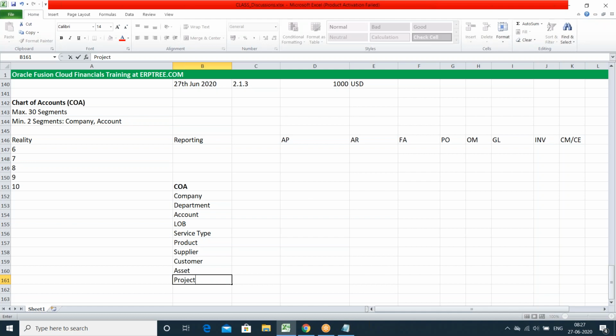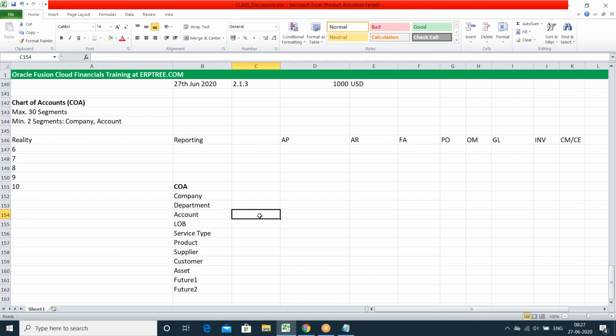That is the reason we should not add any additional segments once you start using the chart of accounts. That is the reason we always say that in future the client may require additional segments, so we always suggest the client to have buffer segments, nothing but future segments. So we'll suggest to the client to have 1 or 2 future segments: Future 1, Future 2. This is how we'll suggest to the client.